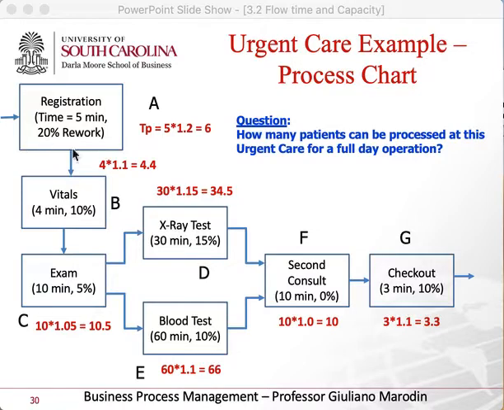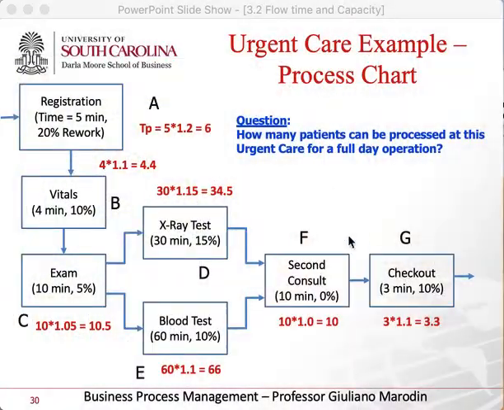So we know how to calculate flow time in this example. Are these activities in parallel or alternate path? So parallel, right? Because they're going at the same time. Now we want to know how many I can do in a day, right? A full day of operations. What is the capacity of this process?